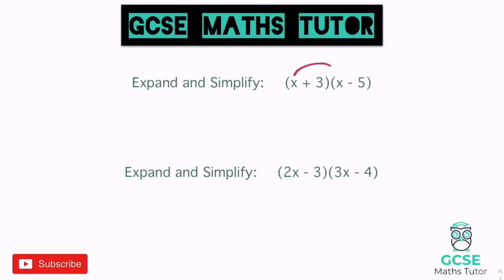So x times x gives us x squared. X times negative 5 gives us negative 5x. 3 times x is positive 3x. And then positive 3 times negative 5 is negative 15.